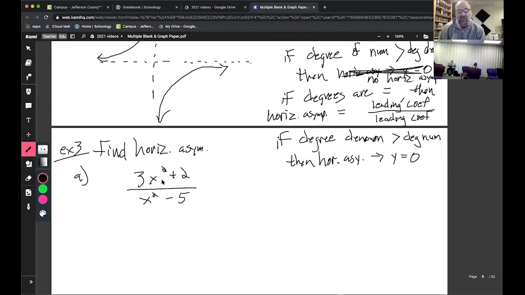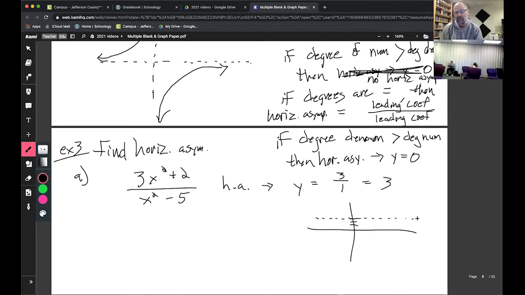But this has a degree of 2, this has a degree of 2, so let's go up here to our messy notes. If degrees are equal, then the horizontal asymptote is the leading coefficient divided by the leading coefficient. So the horizontal asymptote, the HA, is y equals 3 over 1, which is 3. Okay, so if I were to graph this, 1, 2, 3, this is where that asymptote would be, at y equals 3.